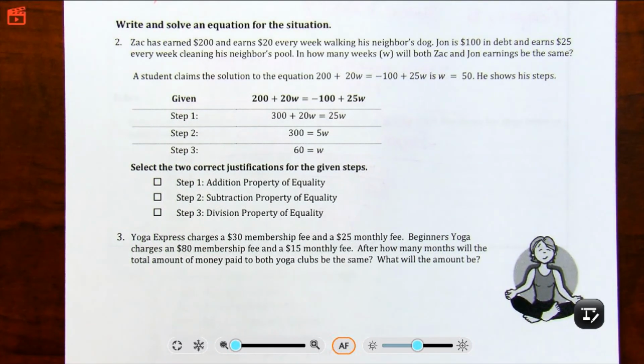So for number 2, Zach has earned $200 and earns $20 every week walking his neighbor's dog. John is $100 in debt and earns $25 every week cleaning his neighbor's pool. In how many weeks will both Zach and John's earnings be the same? So our equation is 200 plus 20w is equal to negative 100 plus 25w. And then we just have to select two steps that he did.